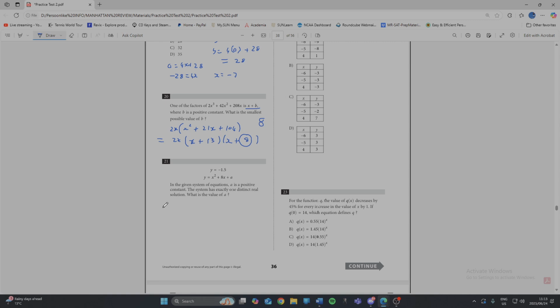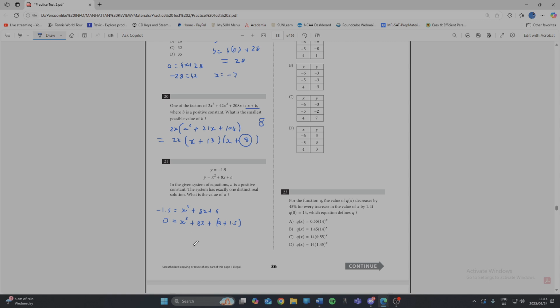So let's just set y equal into the second equation. Negative 1.5 equals x squared plus 8x plus a. We can bring this over to the right hand side. 0, and then x squared plus 8x, and then plus a plus 1.5. We will use this last part of the equation as c, because it doesn't have any x attached to it, so it's just a normal integer or decimal.